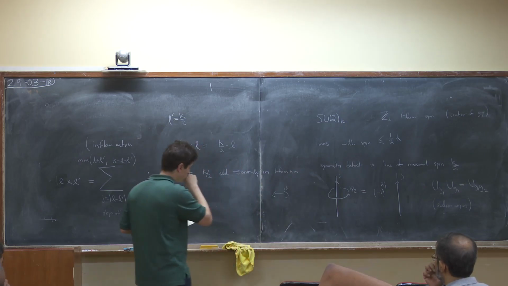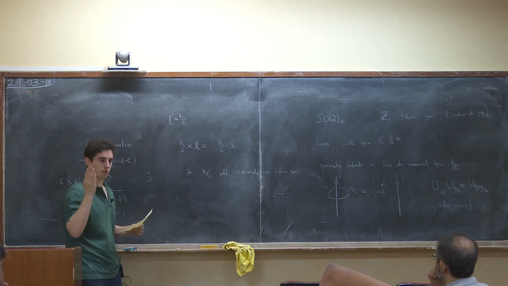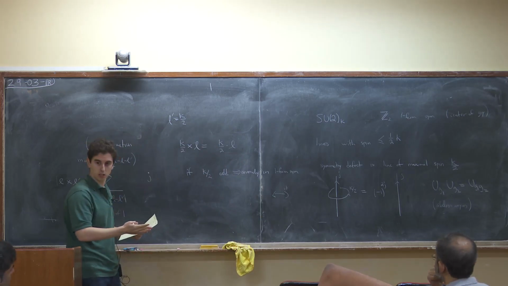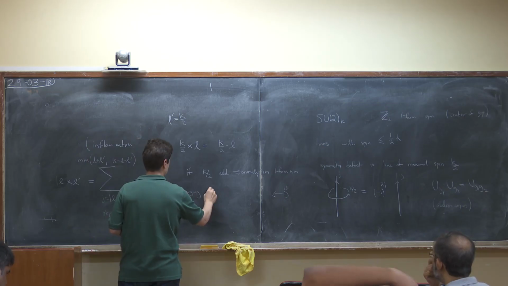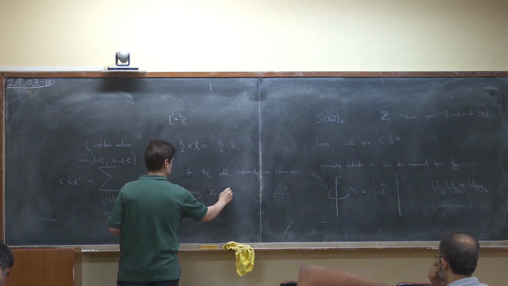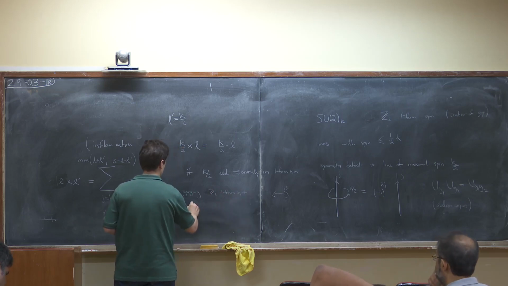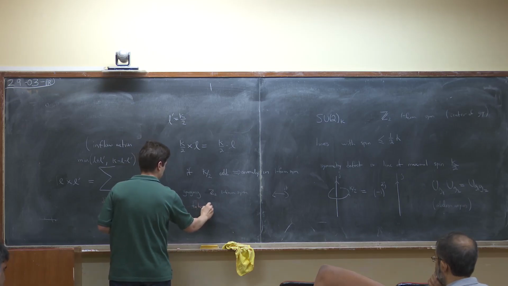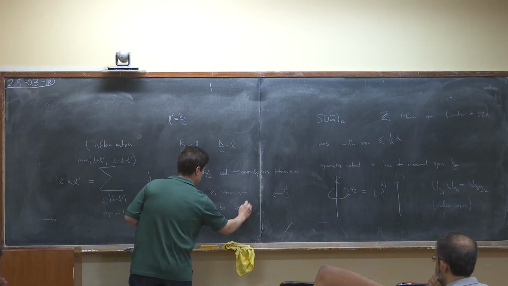How can we think about it? Well, we discussed yesterday that gauging the one-form symmetry, when it's associated to the center, is the same as performing a quotient on the gauge group. So gauging the Z2 one-form symmetry takes us to SO(3) level K.